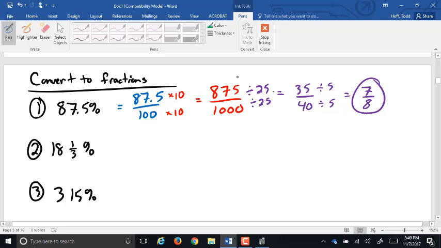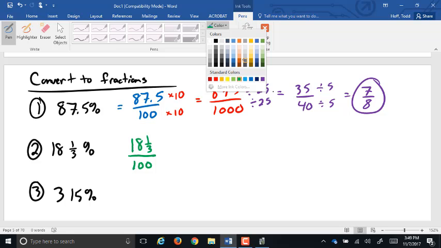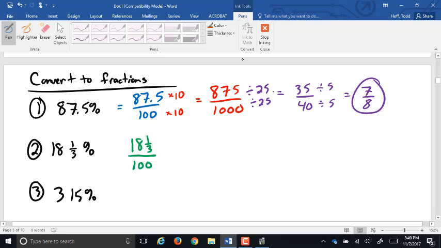Number 2, 18 1/3%. Where do I start? Well, it's 18 1/3 over 100. Do you guys have a preference whether I use a least common denominator or just divide it out? Okay, I'm going to divide it out. 18 1/3 divided by 100. I'll make it 100 over 1. 18 times 3 is 54, plus 1 is 55. So that's 55 thirds times 1 over 100.